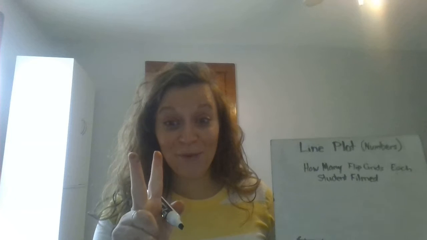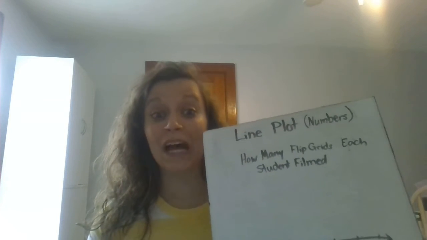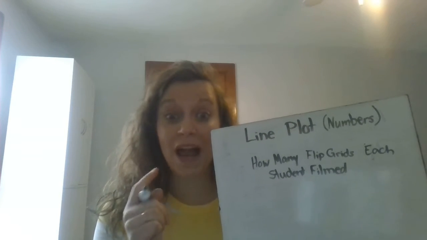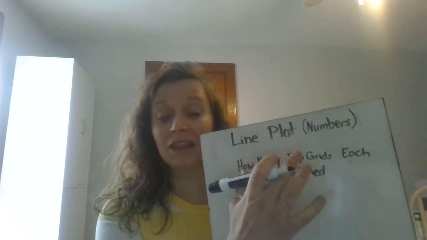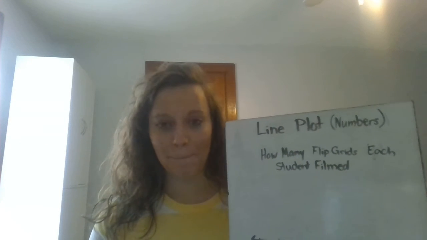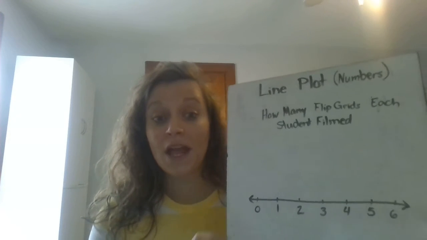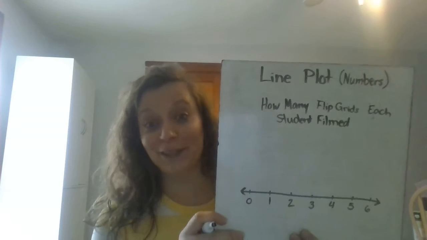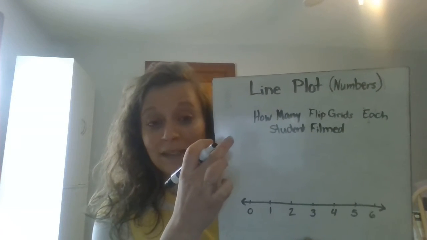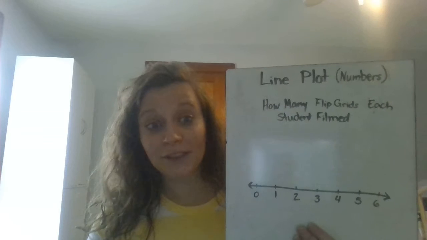Okay, 2 more types of graphs left. So our next one is a line plot. Our last one was a line graph, and now it's a line plot. And this shows numbers. And this, guys, is the same type of one that we do on Mountain Math every single week. So I have my title up at the top. How many Flipgrids each student filmed?